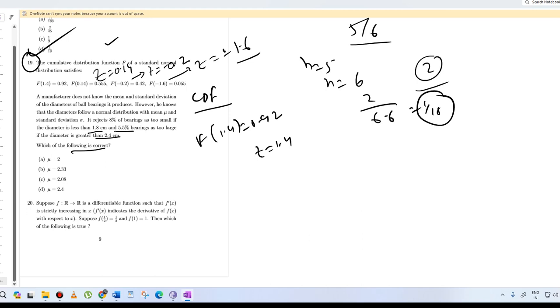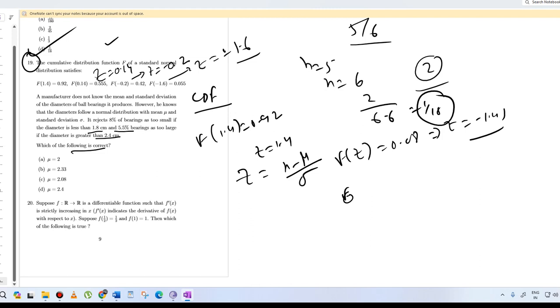Step 2, convert the diameter values of z scores into the formula. Z equal to formula क्या है? X minus mu by SD. ठीक है. So for 1.8, so F of z equal to 0.08. That is z equal to minus 1.41 from the standard normal distribution table. And for 2.4 में यही होगा. So z equal to 1.64, again table.